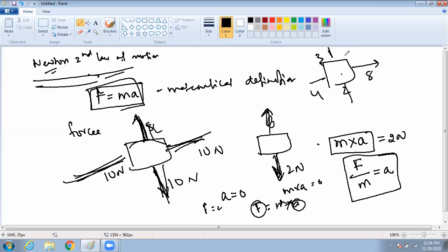So the second law basically says that F is equal to ma. But how it came, we have to understand. So we'll do the derivation.